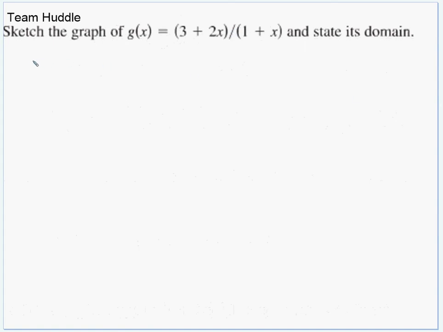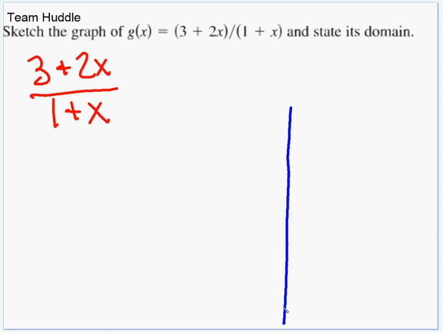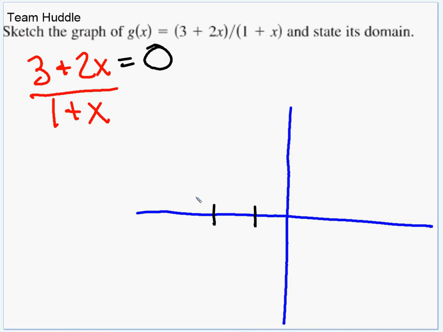Now this one, numerator 3 plus 2x over 1 plus x. When I look at the numerator, I cannot factor anything. The denominator is as simple as it gets, so we cannot factor anything there. If we set the numerator equal to 0, we get the x-intercepts, and that will be subtract 3 and divide by 2. So -3/2, or -1.5. Here's -1, here's -2. We've got an x-intercept right there.